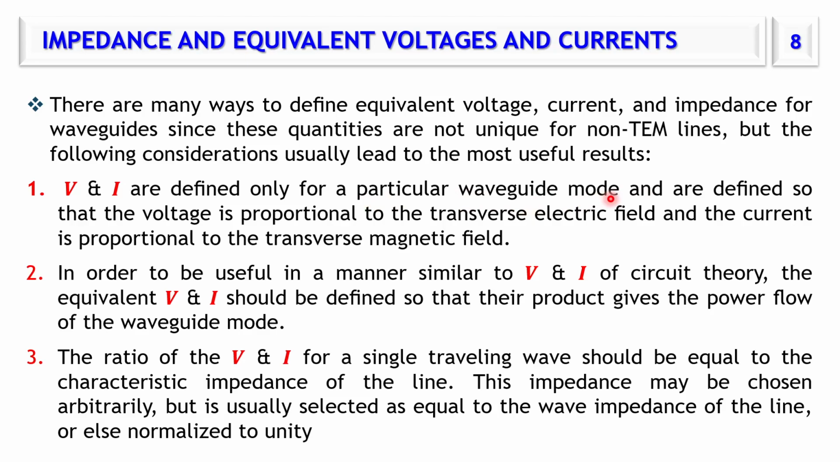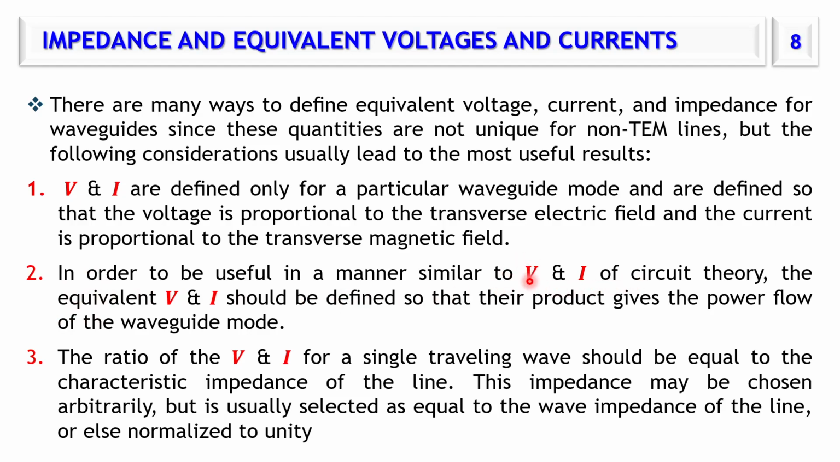The first rule is that the voltage and current are defined for particular waveguide modes. If we have more than one mode propagating, like TE10, TE20, and so on, we are talking about a single mode, so for each mode we would have a definition for voltage and current. Also, in order for the defined voltage and current to be useful in the network analysis, we need them to be proportional to the transverse magnetic field, the field in the transverse plane.